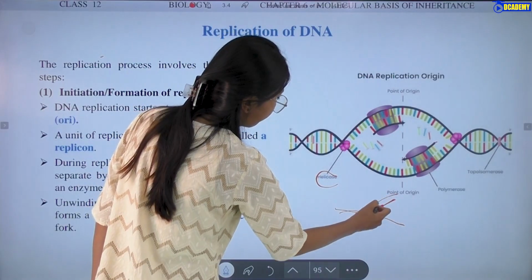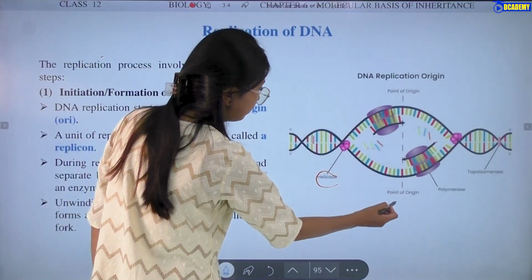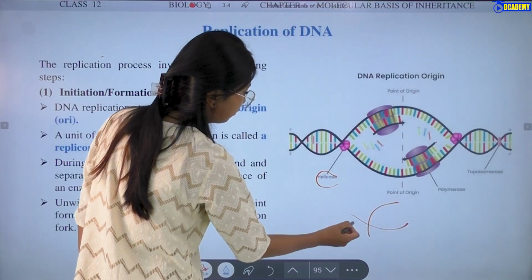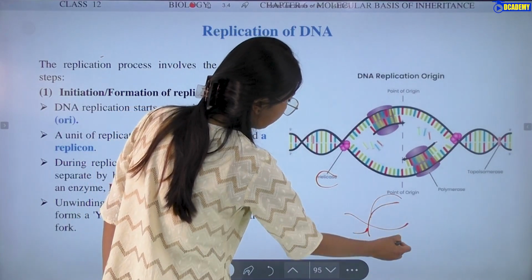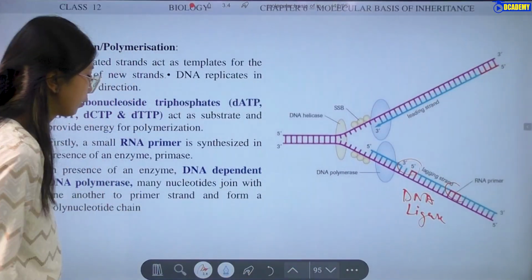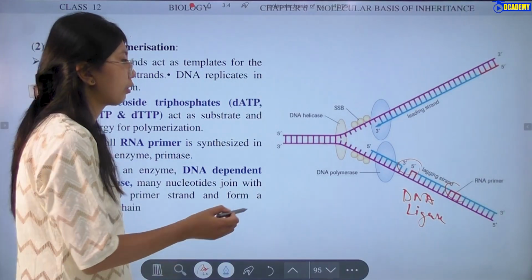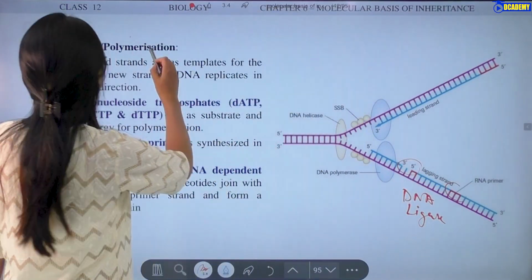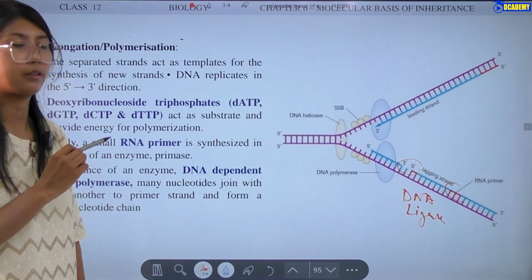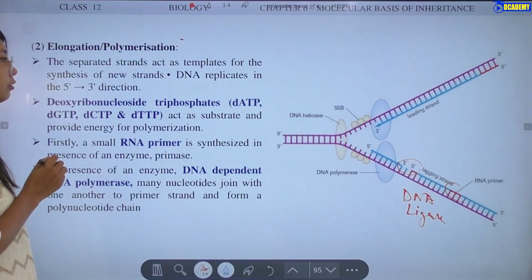See the Y-shaped part. Then comes elongation and polymerase. The newly synthesized DNA strands are formed by polymerization. The separated strands act as templates for the synthesis of new strands.